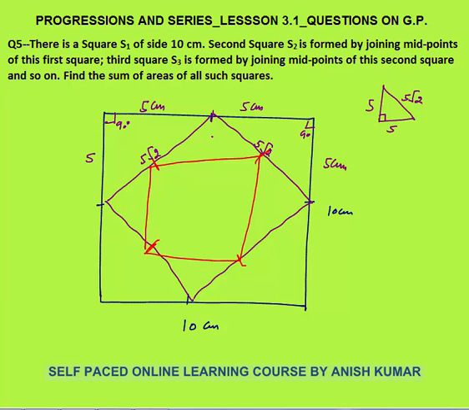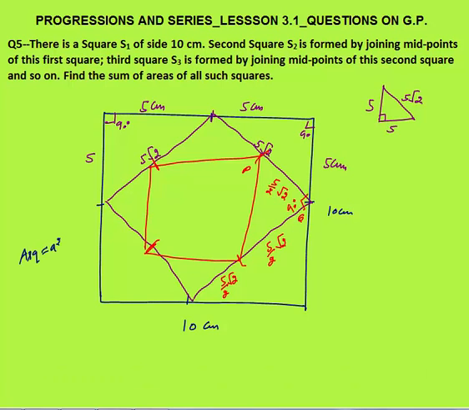Now this complete side was 5 root 2. This is 5 by 2 root 2, half of this. This is also 5 by 2 root 2. This side, let me call this PQ. This PQ will also be 5 by 2 root 2 because 5 root 2 half will be 5 by 2 root 2. Now you got the side as 5 by 2 root 2. This will be 5 by 2 root 2.